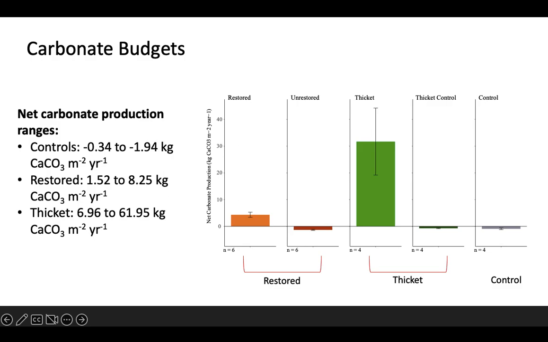For these, we used the ReefBudget methodology, which was talked about earlier. You conduct detailed surveys of calcifiers and bioeroders on the reef, and then you're able to get a net carbonate production rate from this. Again, it's split up between the 5 different plot types that I had. We saw that all 3 of the control sites, so the unrestored and the restoration sites, the thicket control, and the control reef themselves, all had negative carbonate production. So all of these sites are in a state of net bioerosion, while both the thicket and restored sites were in positive net carbonate production, so positive accretion.